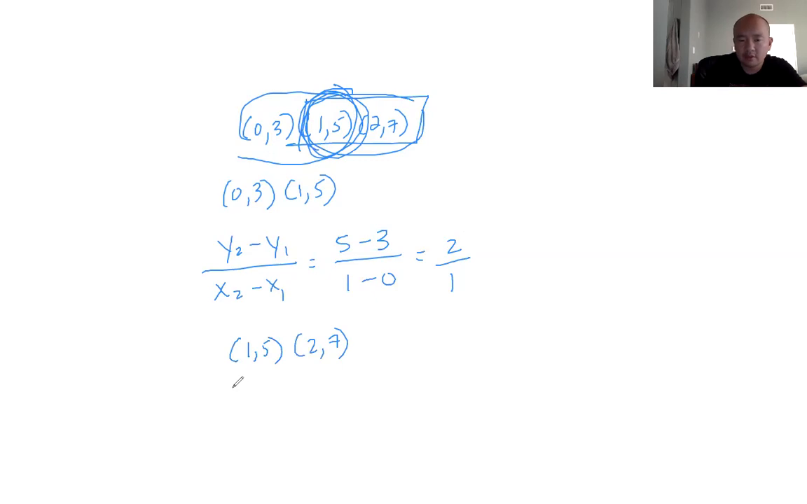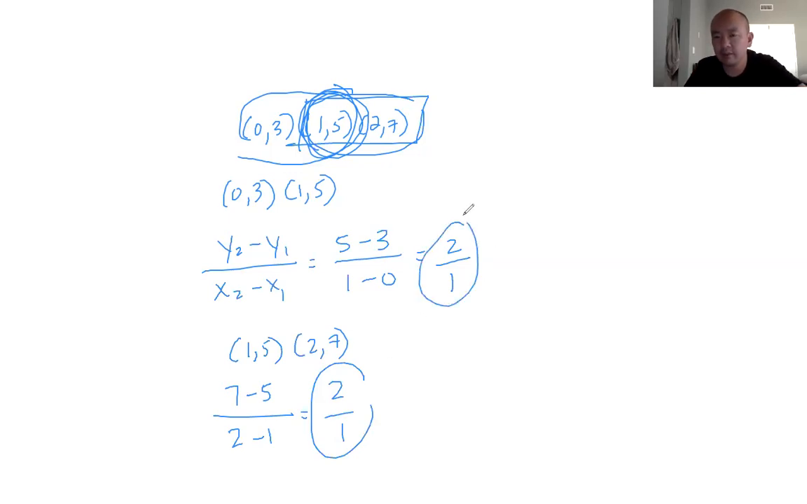So y2 is 7 minus 5 in this one, right? y2 minus y1 over x2 minus x1, 2 minus 1, that equals 2 over 1. And since they have the same slope, they are on the same line. I hope that makes sense.